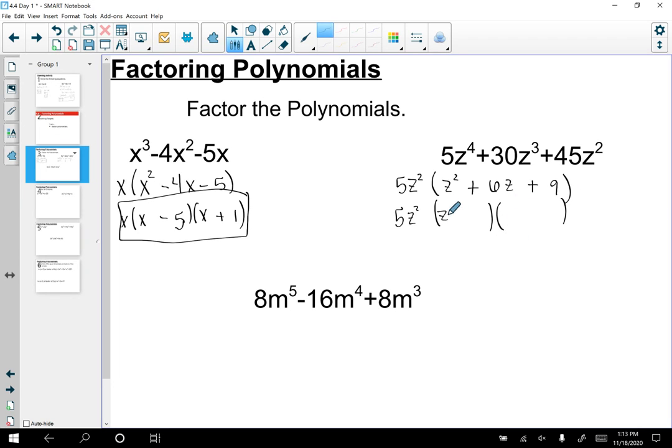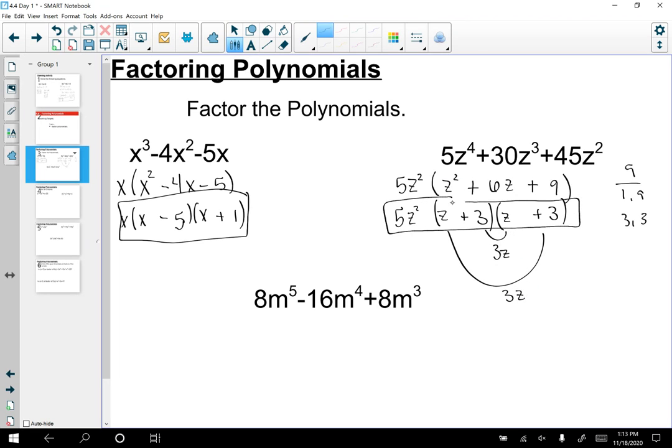Can split up my z's. And then my factors of 9 are 1 and 9, and 3 and 3. And I'm going to start with the 3 and 3 because I know those add to be 6. I get 3z and 3z. Perfect. And that is my answer.